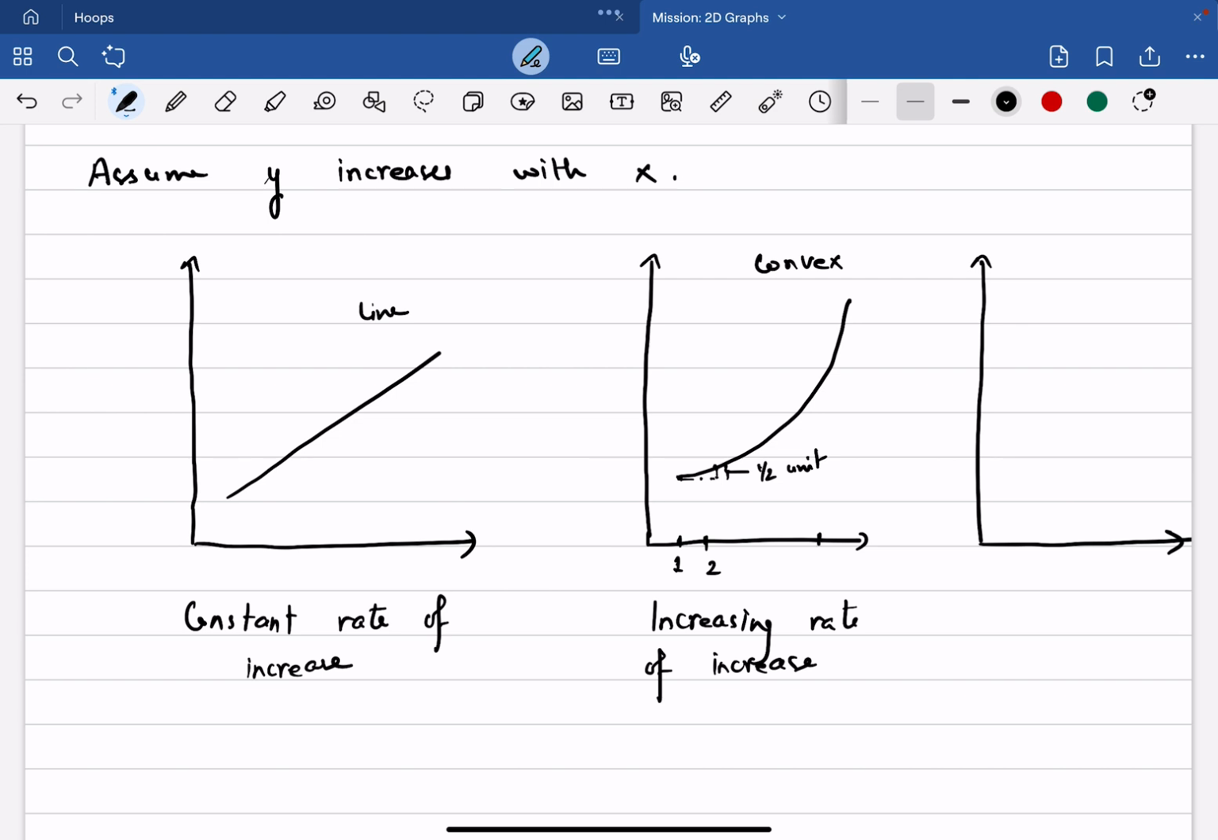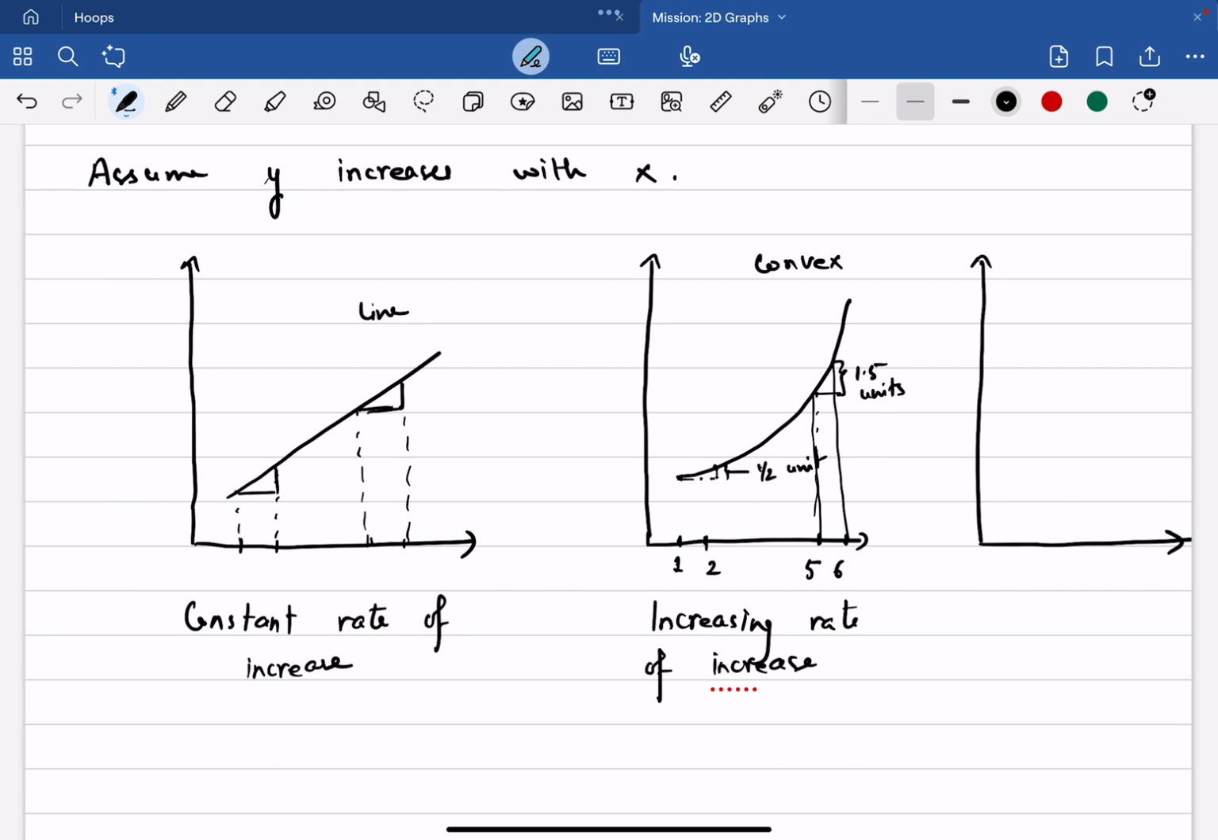But let's look at what's happening in this other part of the graph. Suppose this is something like 5 and 6. So as x increases from 5 to 6, the increase in y is much larger, right? This looks like maybe 1.5 units. This doesn't happen for the first graph, right? Whether I calculate how much y has increased when x increases 1 unit here or here, it's the same. That's not the case with this convex graph.